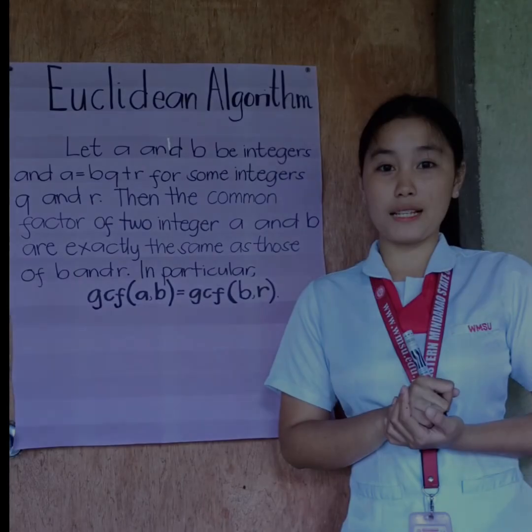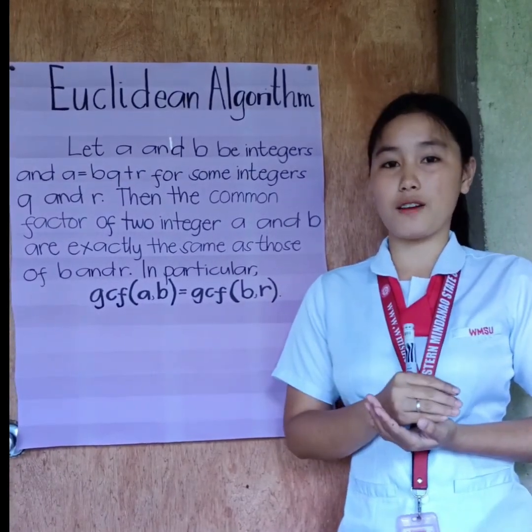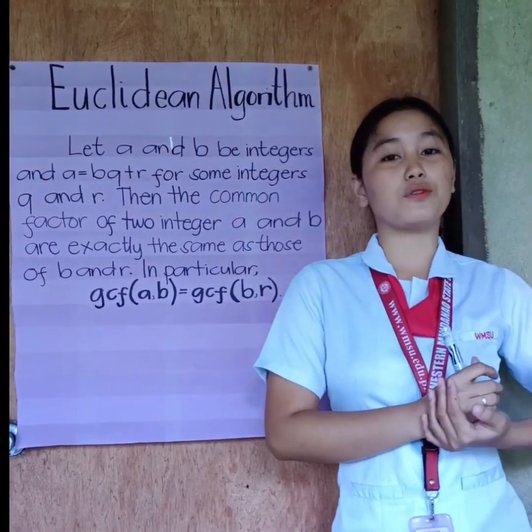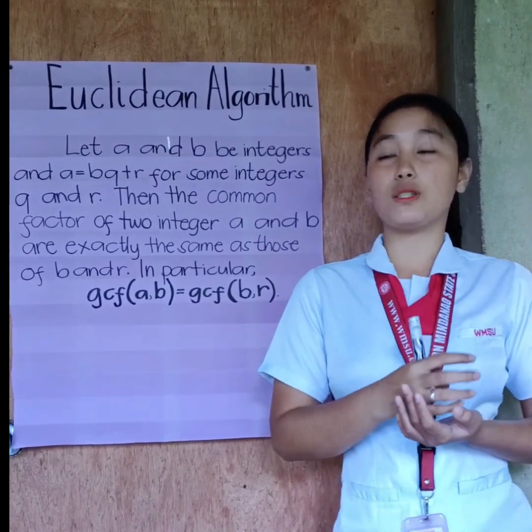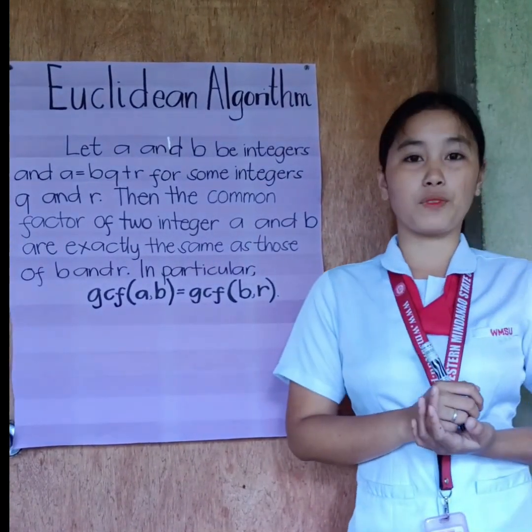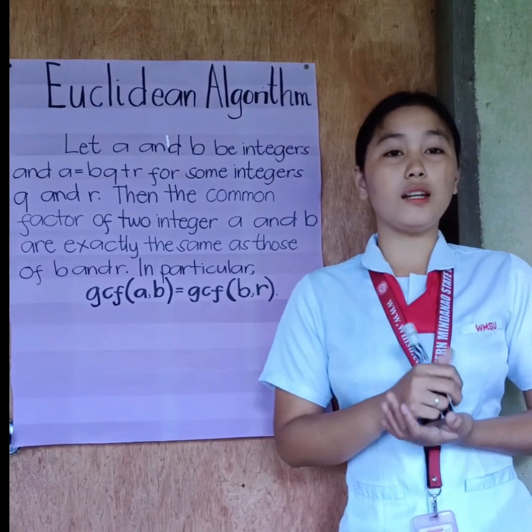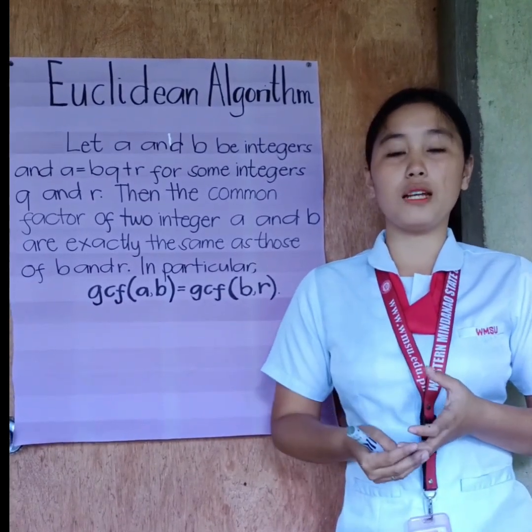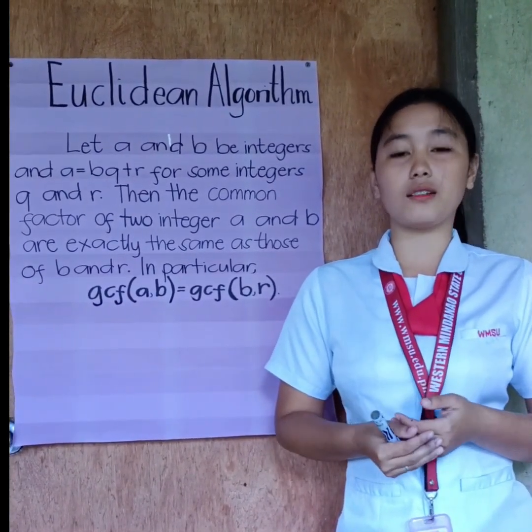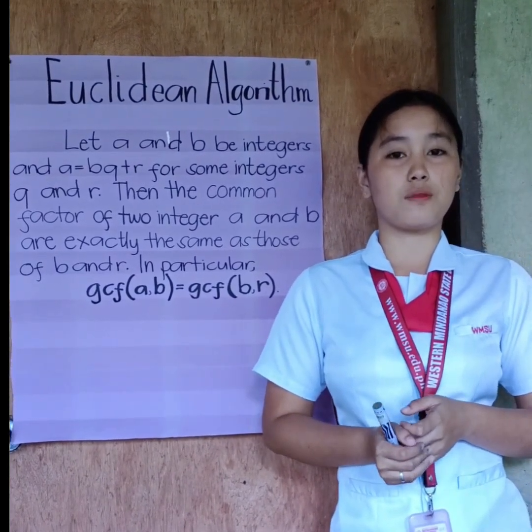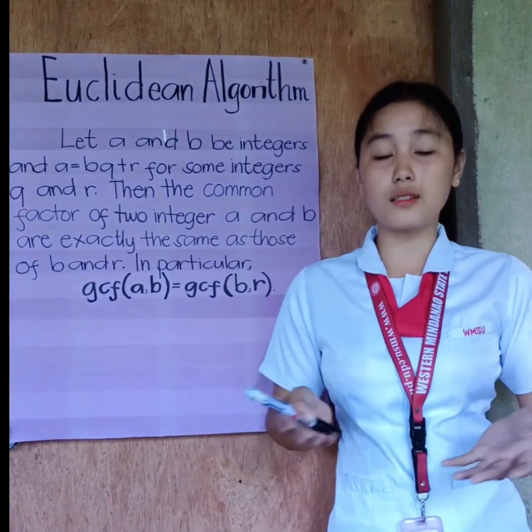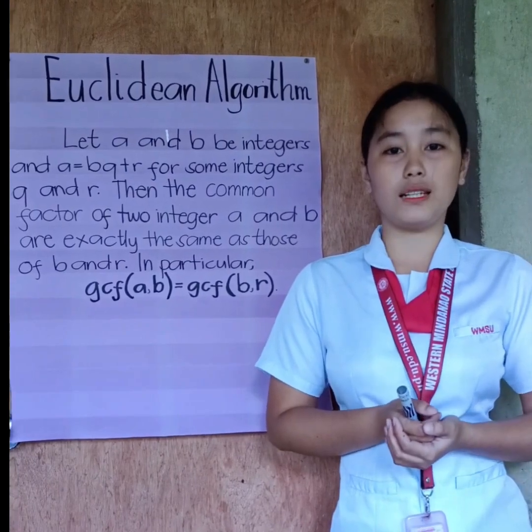In order for us to easily identify the greatest common factor of two integers, we will use the Euclidean algorithm. The Euclidean algorithm is a very beautiful and efficient way of finding the greatest common factor of two integers. So how do we find the greatest common factor using the Euclidean algorithm?